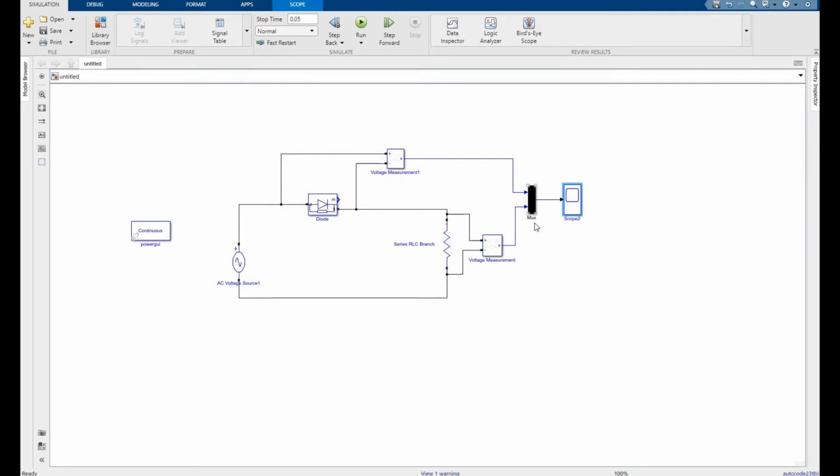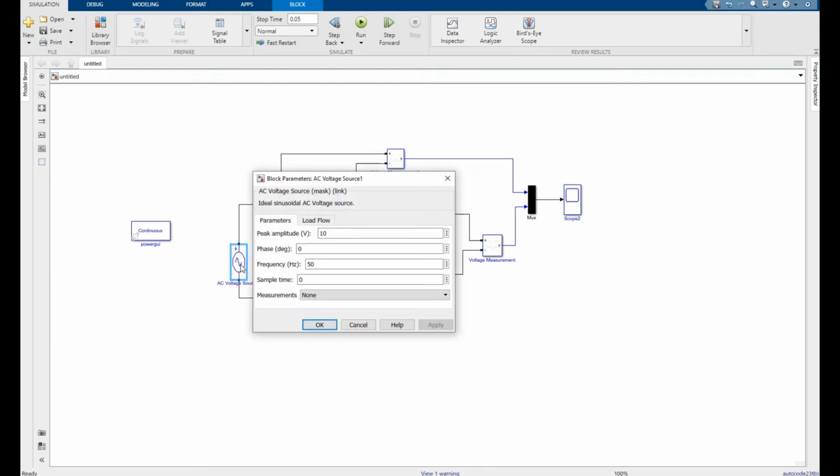This is a multiplexer which will give you my output to a single scope, and this is a scope. Please do not forget to place the continuous powergui, otherwise your simulation will not run. So that was the circuit, which is very simple. Now let's click on each block and see what value each block has.